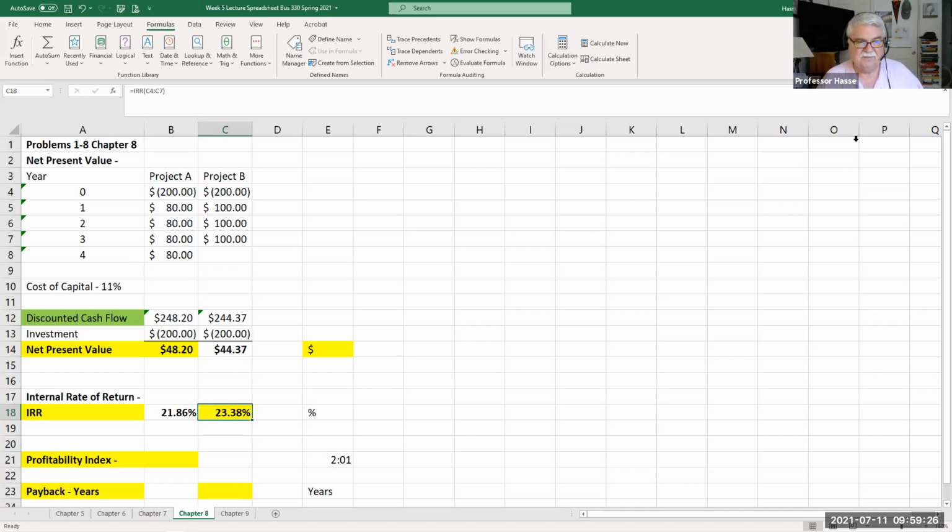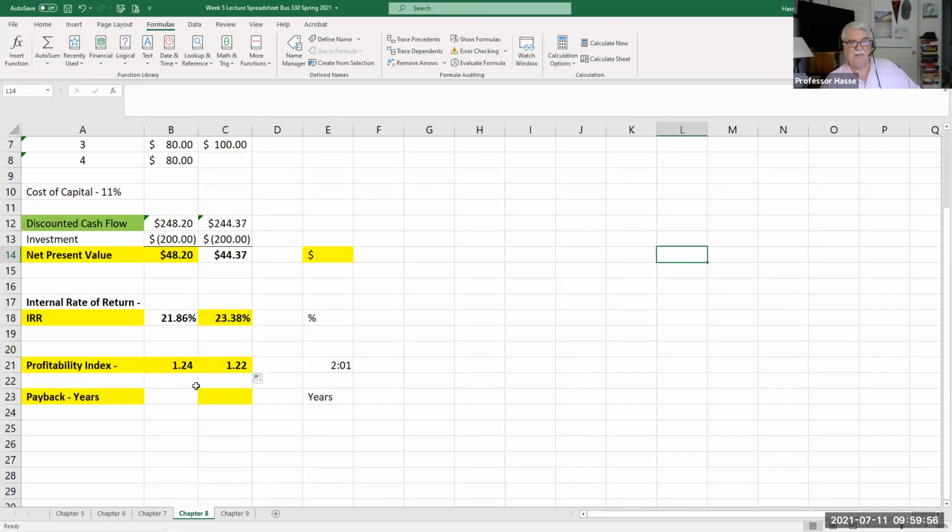The profitability index is the relationship of the discounted cash flow to the investment. So in this case, the discounted cash flow is 248.20. Divide that by the investment, 1.24. For project B, 1.22. So naturally, the discounted cash flow amount is greater, thus your ratio is going to be higher. Naturally, you will want a profitability ratio over 1. You want the discounted cash flow to exceed the amount of the investment.